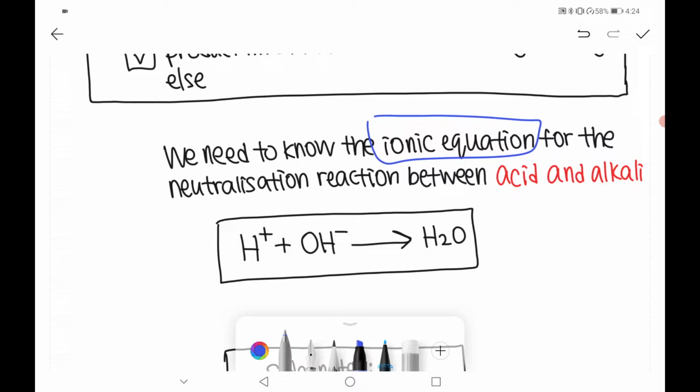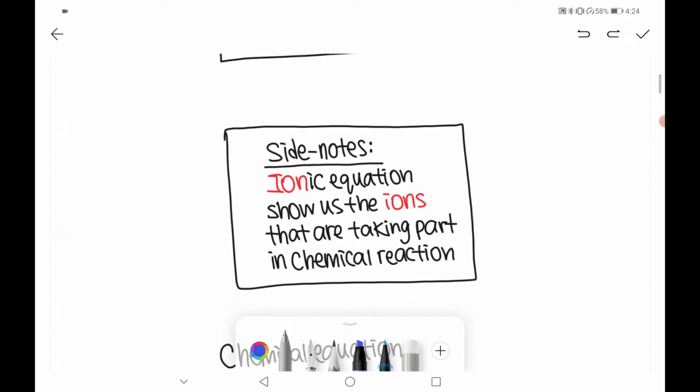Ionic equation is something new for you if you are in form 4. If you are in form 4, this should be the first time you learn about ionic equation. Ionic equation is the equation that shows us the ions that are taking part in the chemical reaction. If in that equation you can see ions, it's called ionic equation. That's why you see the name ionic, I-O-N, ion. Ionic equation shows you ion. So what do we mean by ion? Ion means charge.